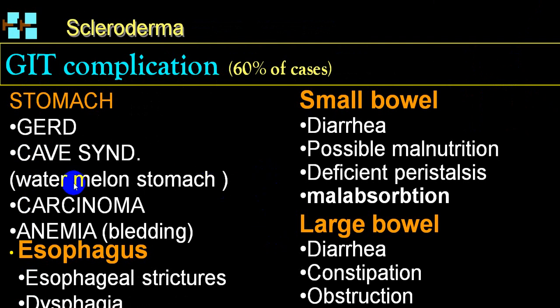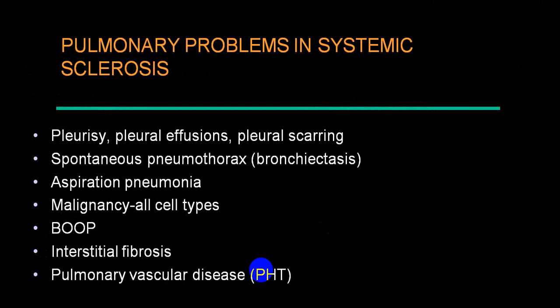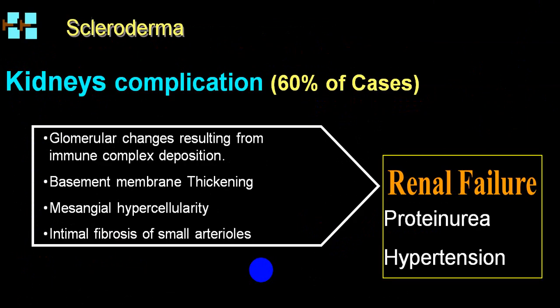So this is stomach involvement, esophagus, small bowel, large bowel, we have already mentioned before. A good number of people, almost 60%, will develop these complications. These are pulmonary complications, we have already shown you the slide before. Kidney, proteinuria and renal hypertension, and also renal crisis can happen.